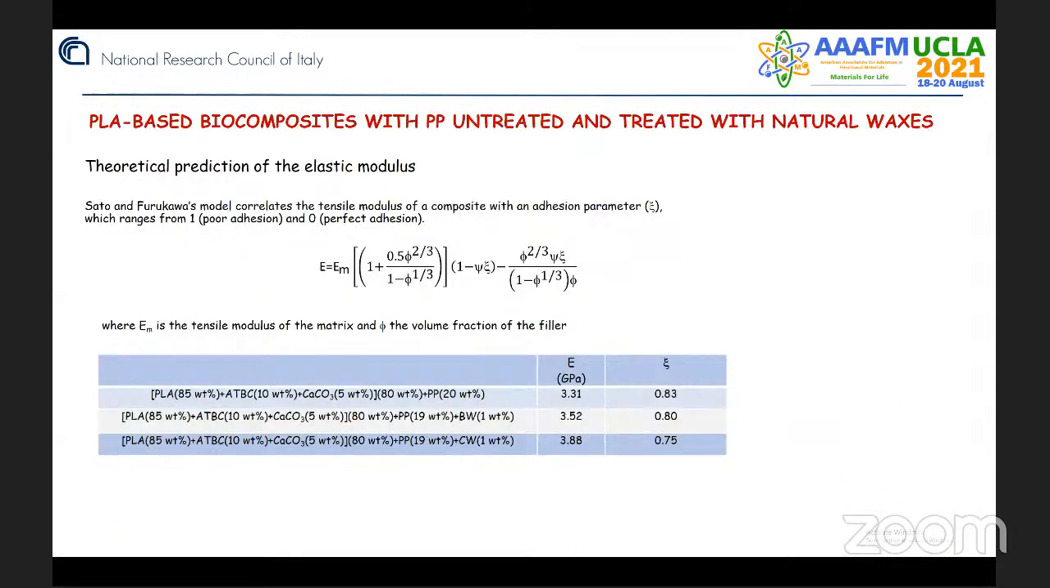We used a model to predict the elastic modulus of these PLA-based biocomposites. This model contains an adhesion parameter which was found lower in the presence of the natural waxes, in agreement with a better adhesion.